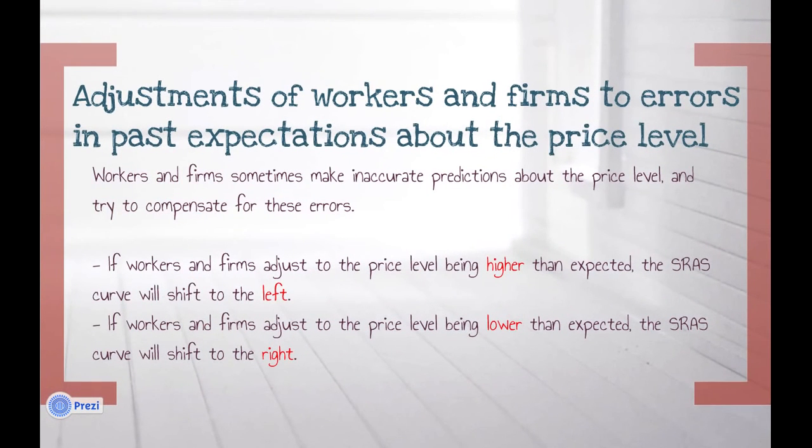Workers and firms sometimes make inaccurate predictions about the price level and try to compensate for these errors. If workers and firms adjust to the price level being lower than expected, the short-run aggregate supply curve will shift to the right.